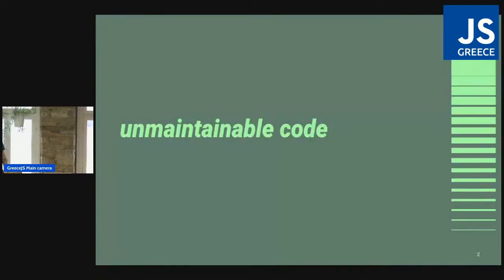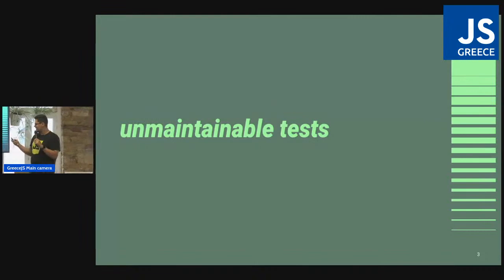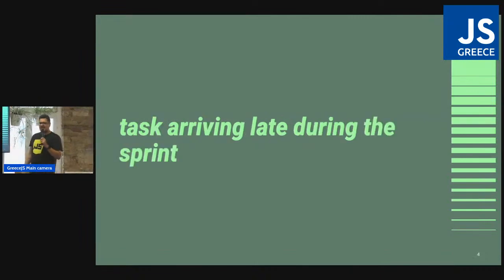There are three things that I really hate as a developer. And the first one starts with unmaintainable code. This is the kind of code that the more you add to it, the worse it gets. And then you're just living in hell because everything is tricky. Then the second thing I hate is when that unmaintainability finds a way to crawl from your code into your tests. And the third one is when a task arrives late during a sprint.